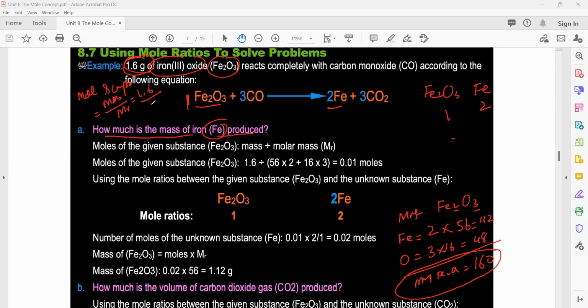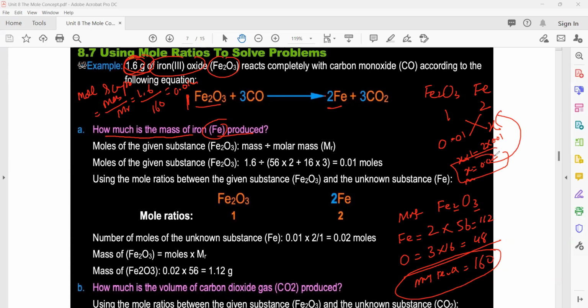Now you have 1.6 divided by 160. So then what will you get? The answer is 0.01 mole, that you will write here. If you have 0.01 mole, how many moles of iron will you get? Put X here. Now do the cross multiply. X multiply by 1, then 2 multiply 0.01, and X equals what? 0.02. So this much of iron you will get if you burn this one, but this is in what?